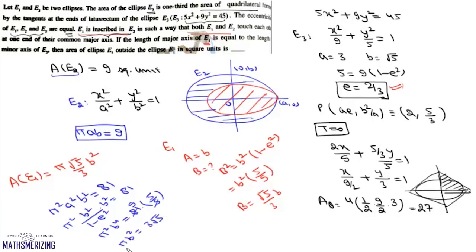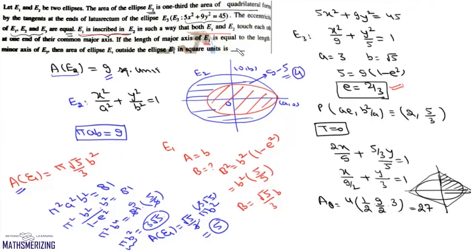So once we have the value of pi b square, we can write the area of E1 as root 5 by 3 into pi b square. Now the value of pi b square is 3 root 5. So 3 and 3 will cancel. So the area of this ellipse E1 is 5. So the area of E2 is 9 and the area of E1 is 5. So this remaining area will be 9 minus 5, and that is 4 square units. So the area of the ellipse outside the ellipse E1 in square units is 4. That's your answer.